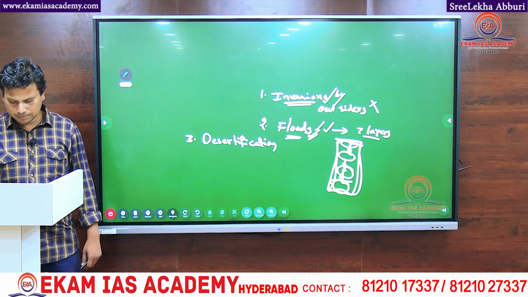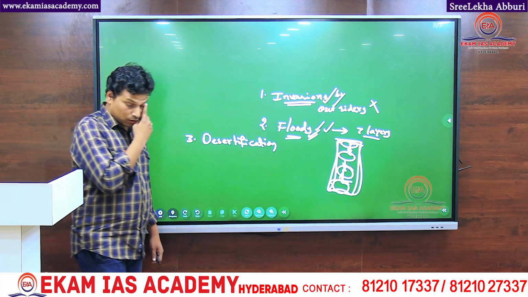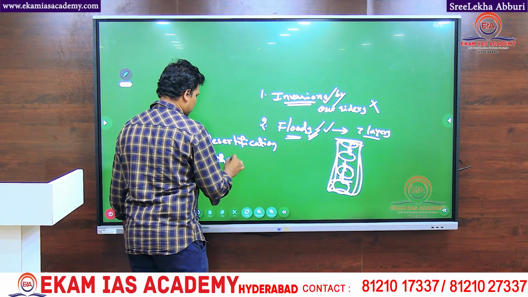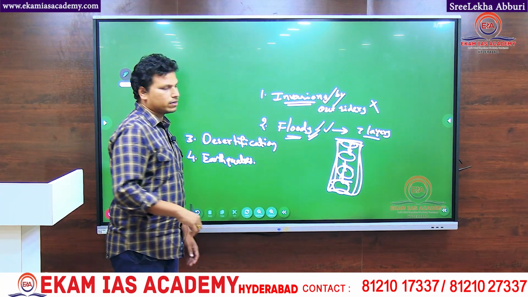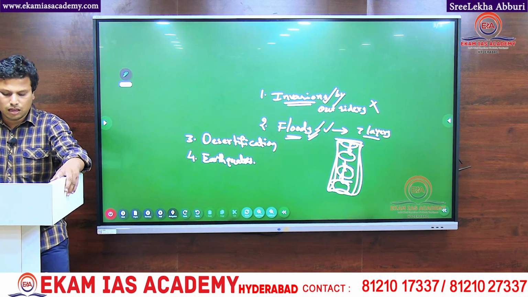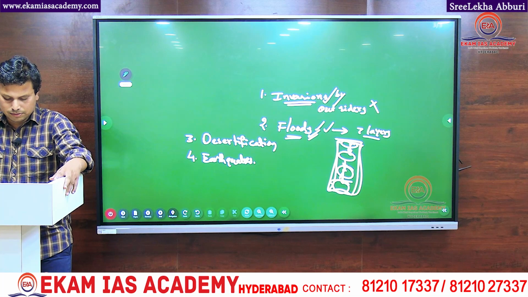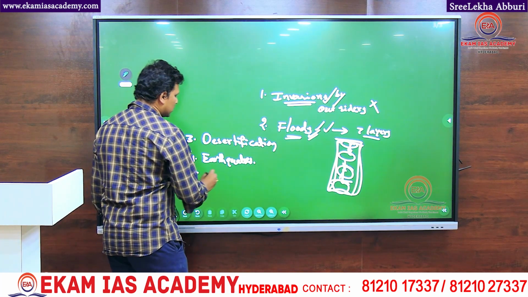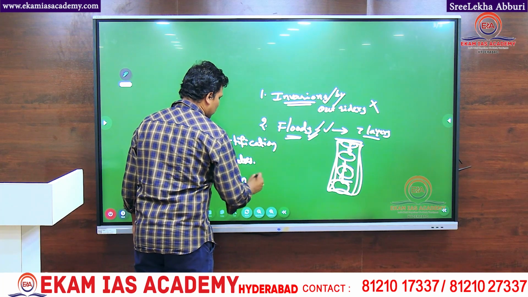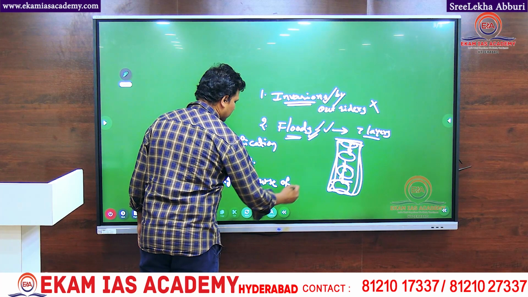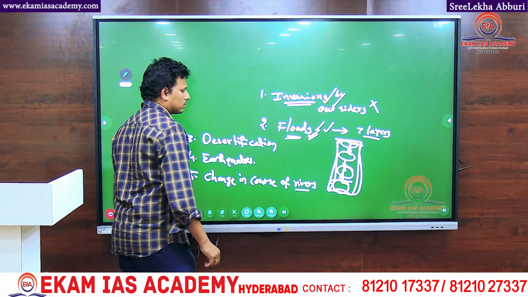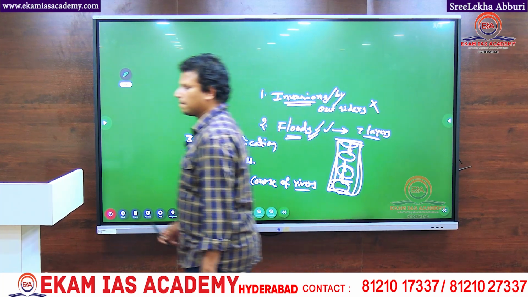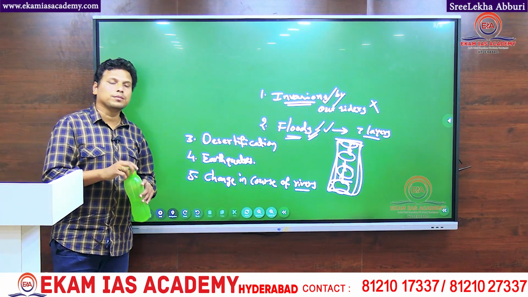And some historians say it is because of earthquakes. There are evidences that show that there were earthquakes. Floods, desertification, earthquakes, invasions, low rainfall, all these are reasons. And some even attribute it to a change in the course of rivers. And some even suggest epidemics.